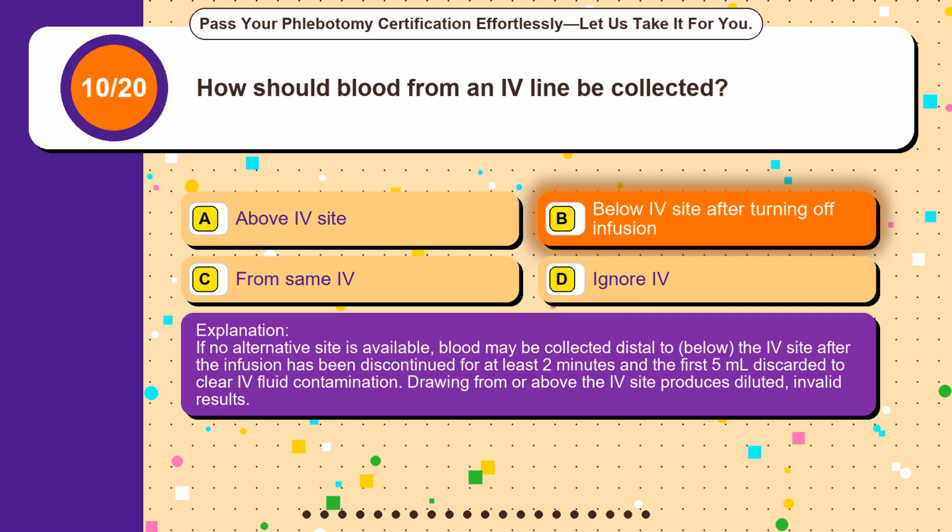If no alternative site is available, blood may be collected distal to, or below, the IV site after the infusion has been discontinued for at least 2 minutes and the first 5 mL discarded to clear for fluid contamination.